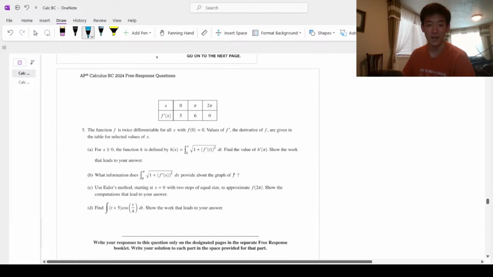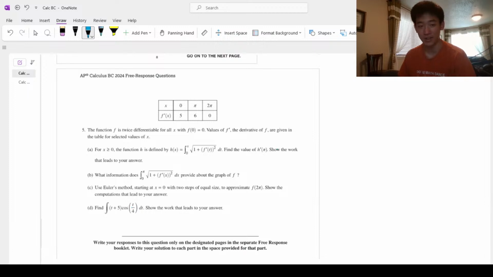Very nice. Okay, this is back to a BC only question because of this thing over here. We'll get to that. The function is differentiable, with these values of f prime. For x greater than 0, the function h is defined by this formula. This is kind of like the arc length formula, basically.